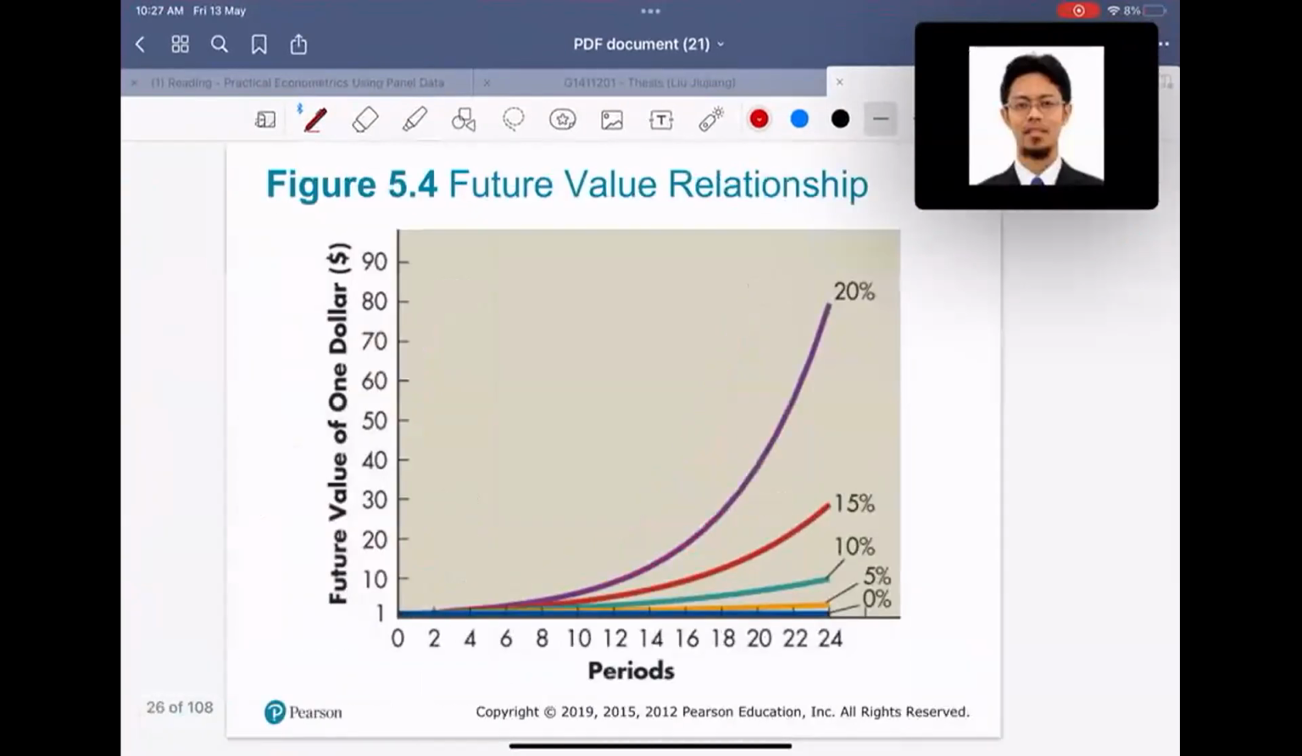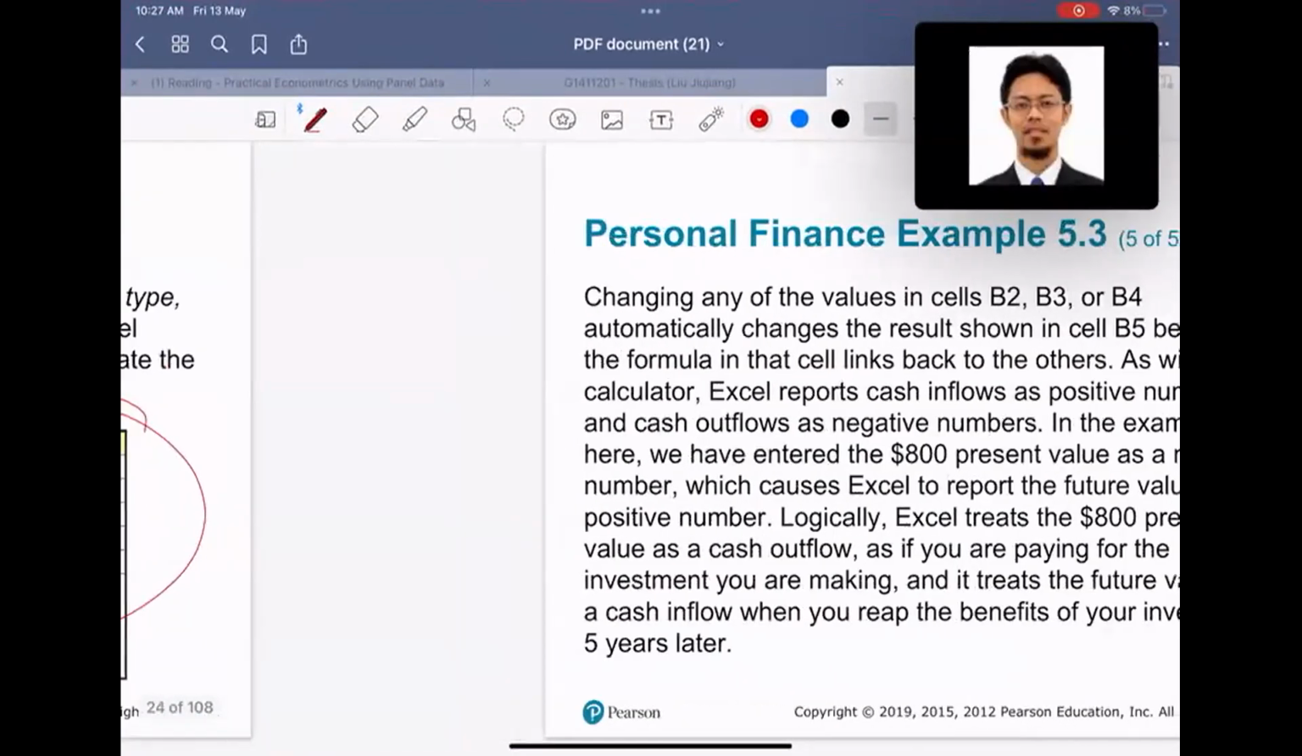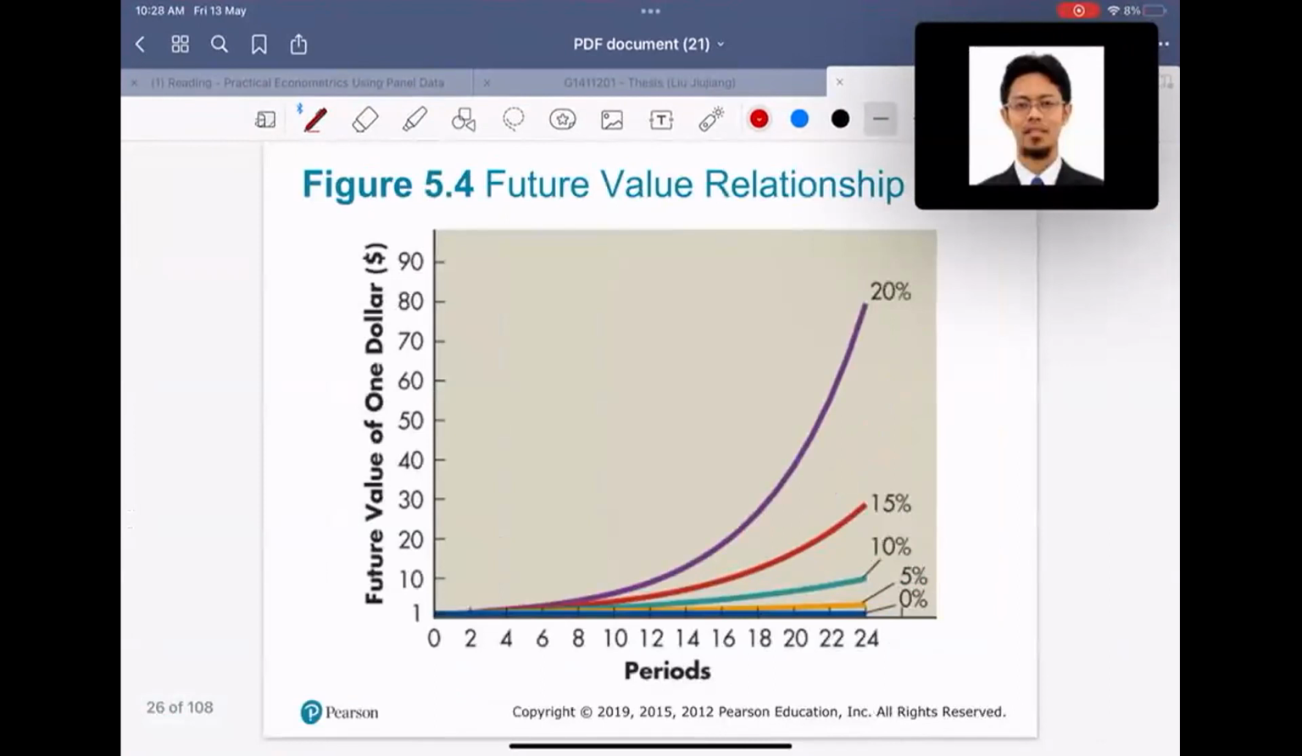Okay, a few more percent. So this is the graph, okay? The more the percentage, your future value will be high. Logic, right? The more the rebar rate, so you get richer, okay? But other people will get poorer.